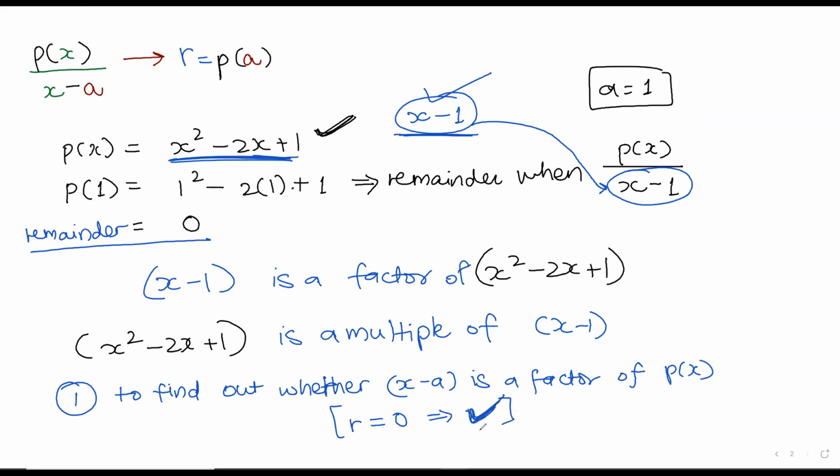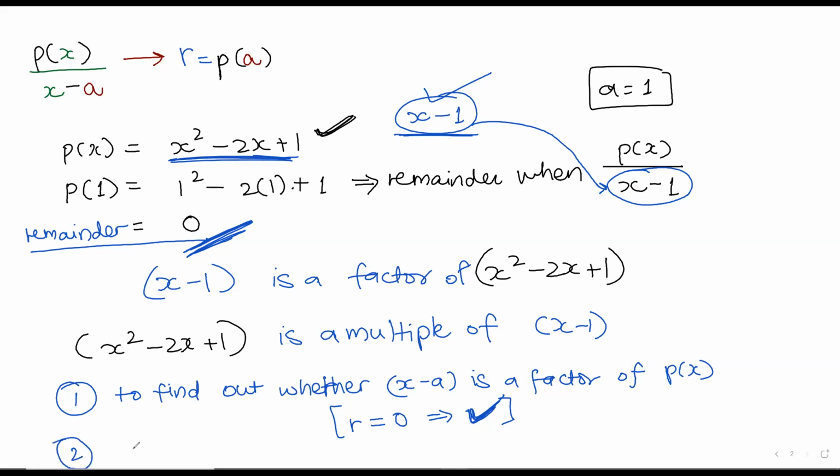Just now, like Mridula said a while ago, we know that this is a factor because the remainder is 0. So if we want to know whether one of them is a factor of the other, then we have to divide them, and if the remainder comes out to be 0, then it's a factor. So that's the first use of this.